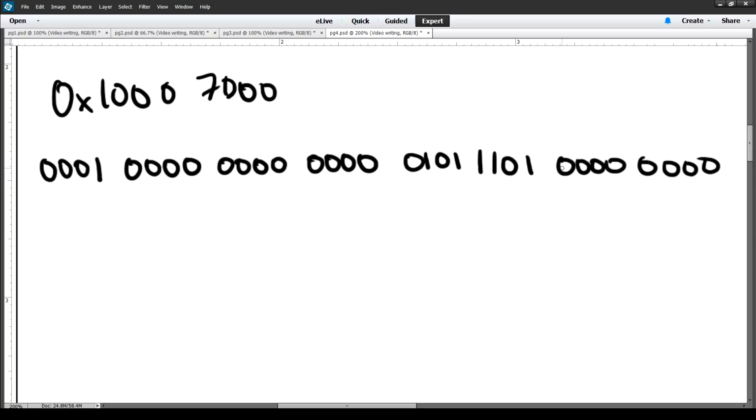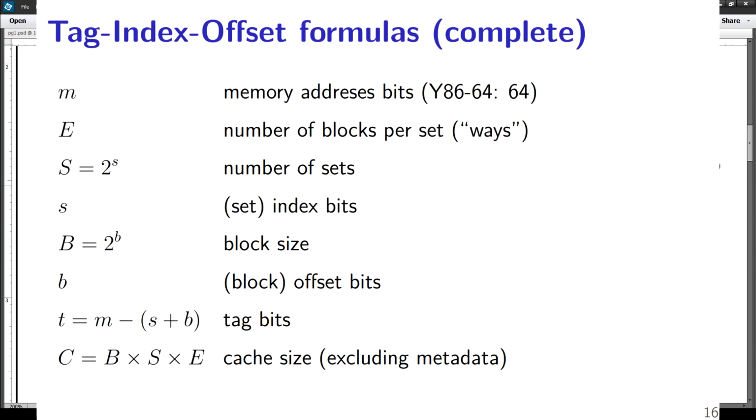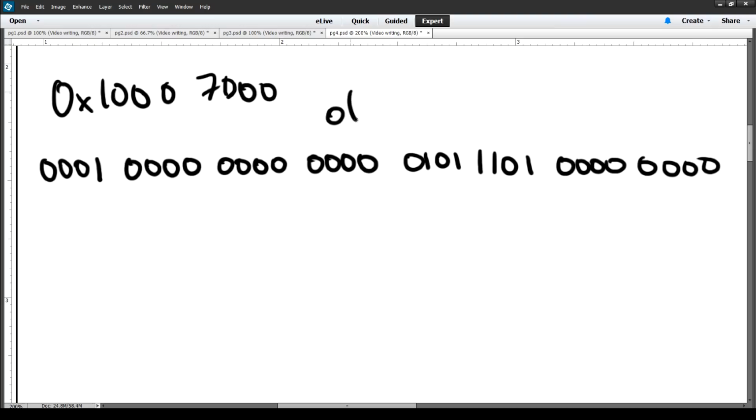So now we need to figure out how to divide this long string of numbers into the tag, index, and offset bits. So I'll be referring to this slide from spring 2018. First, to figure out the offset bits, we'll look at this equation. We know that our line size, which is the same thing as block size, is 64. We know that 64 is 2 to the 6, so we know that our offset bits should be 6.